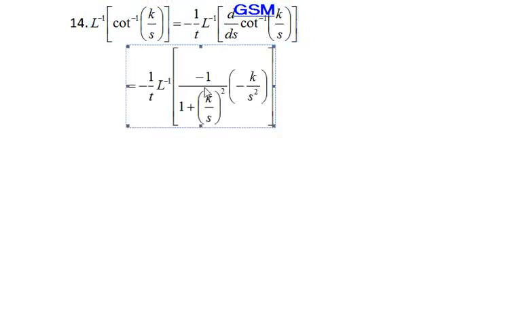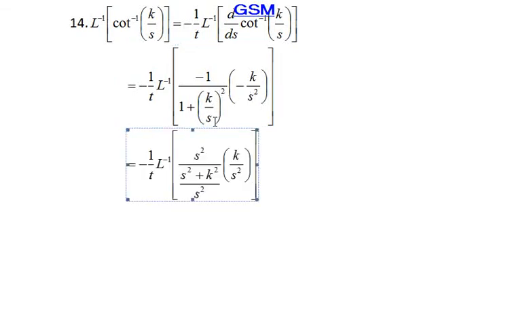Next problem, the same. In the last question we solved L inverse of cot inverse of s. Here cot inverse of k by s is there. That is the difference in the questions. The same procedure you follow. First, take the Laplace transform on both sides and bring t to the right hand side. The result will be minus 1 by t L inverse of d by ds of cot inverse of k by s.